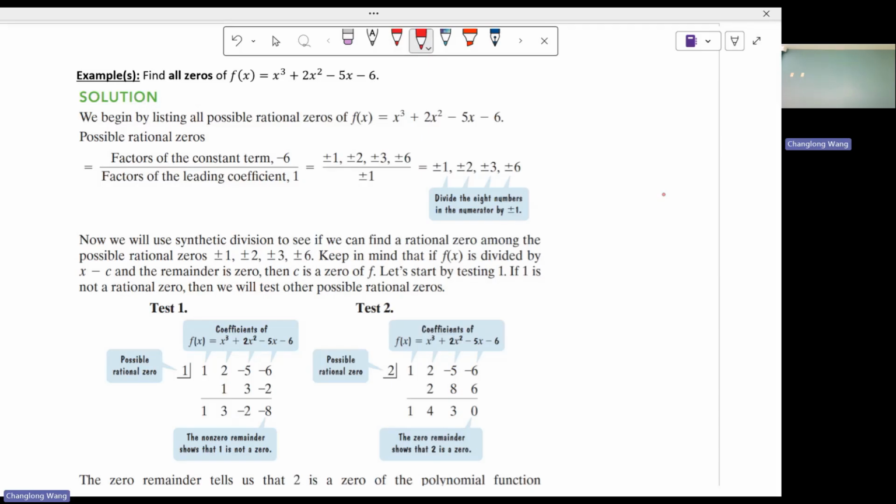So now, how many zeros are you supposed to have? Rational-wise, you have 4 possibilities over 1 possibility. 4 times 1, you get 4. Double it, you get 8 possible rational zeros. That means you're supposed to check all 8 of them to find at least 1 to start with, right?